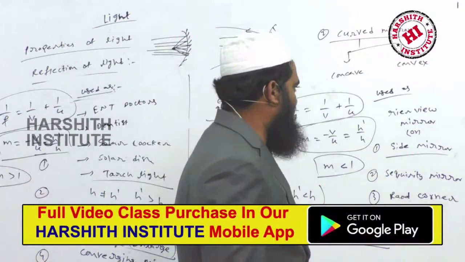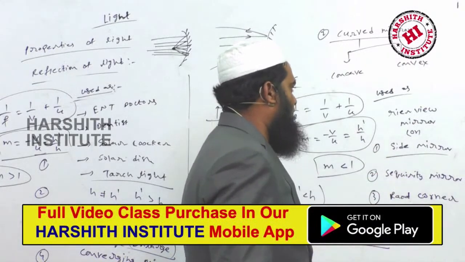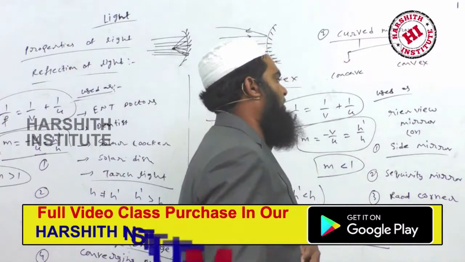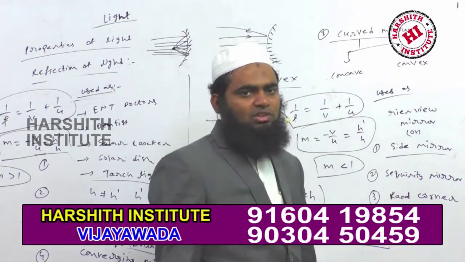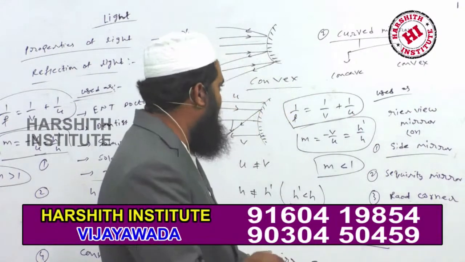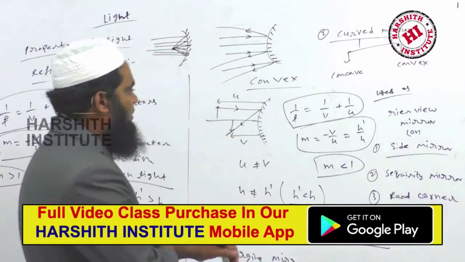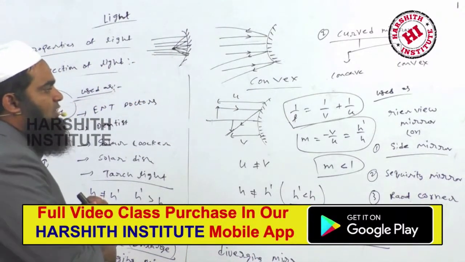A convex mirror we can use as a rear view mirror, or side mirror of vehicles, as security mirrors, and also as road corner side mirrors. These mirrors are called convex mirrors. So these are some applications based on this.